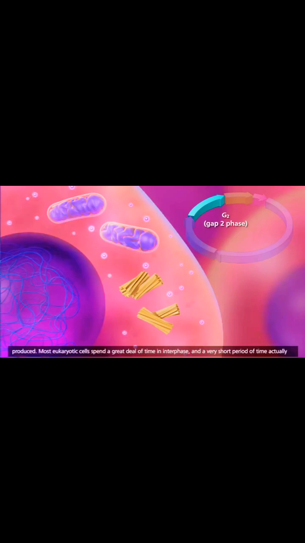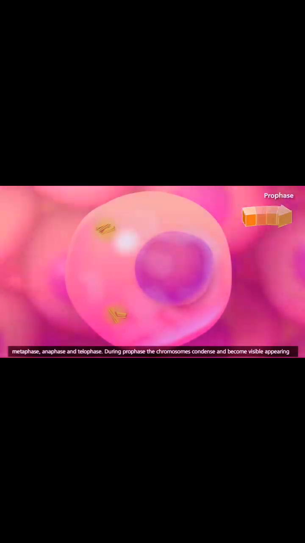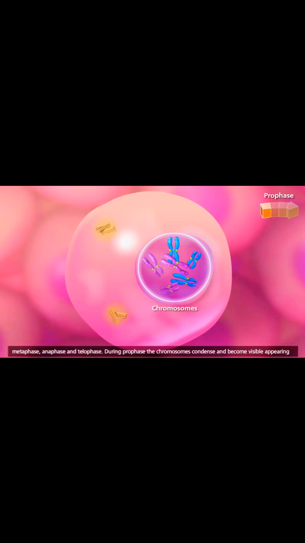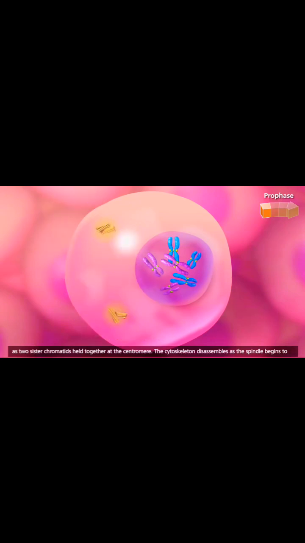Most eukaryotic cells spend a great deal of time in interphase, and a very short period of time actually dividing, a process called mitosis. The cell is now ready to go through mitosis, which consists of prophase, metaphase, anaphase, and telophase. During prophase, the chromosomes condense and become visible, appearing as two sister chromatids held together at the centromere. The cytoskeleton disassembles as the spindle begins to form.